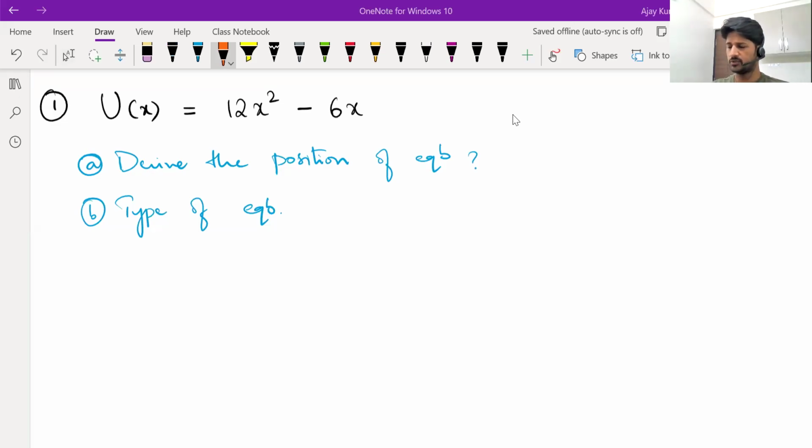Rishi, how will you identify the position of equilibrium? So I have to find the derivative of it first. Good. You need to take ∂U/∂x. What will that be? 24x − 6. And what will you do with it? Then after that, I'll have to double partial differentiate it. So will you not do anything with the first derivative? Is it only a step to get the second derivative?